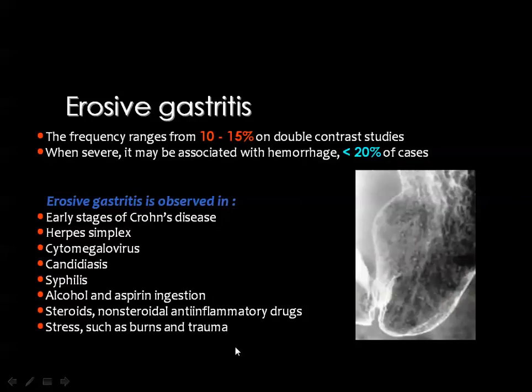Then I have mentioned that we have acute and chronic gastritis, but erosive gastritis means that there are some erosions in the gastric mucosa, and this can occur in many disease conditions, and you can see some of them, like Crohn's disease, which will be discussed in detail in the sector of the small bowel, herpes simplex, cytomegalovirus, fungal infection, candida, syphilis, alcohol and aspirin ingestion, steroids and non-steroidal anti-inflammatory drugs, and also stress, as in cases of burns and trauma.